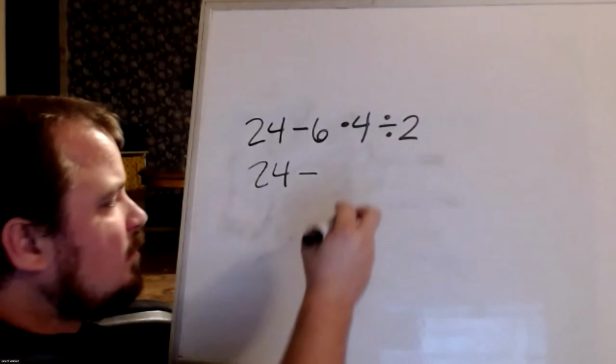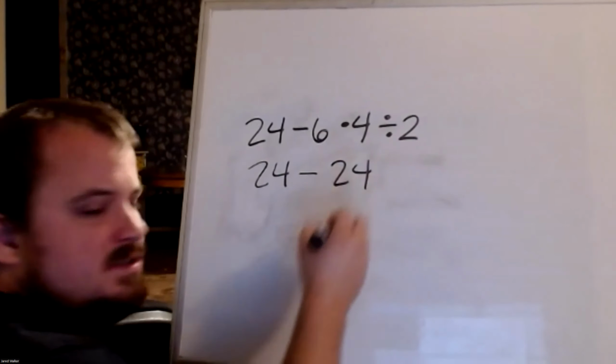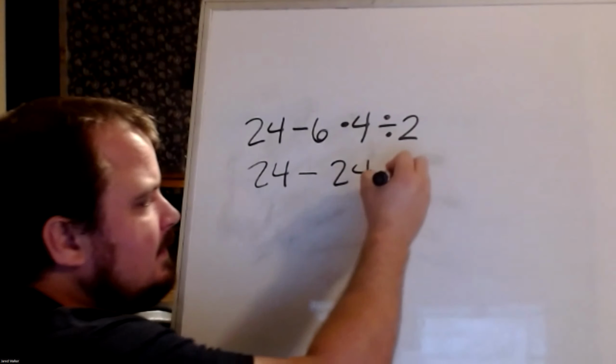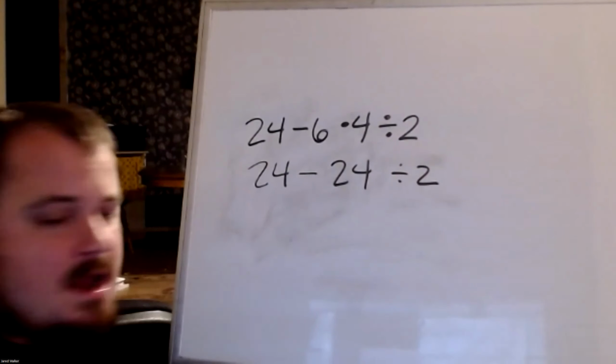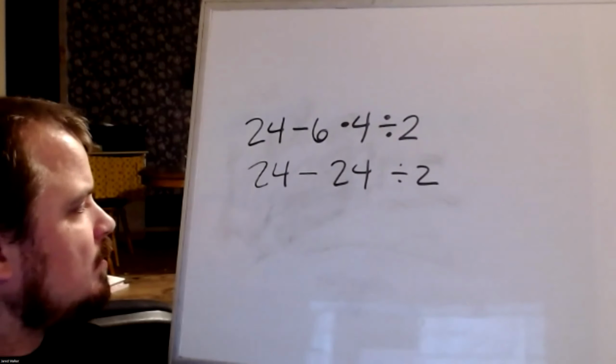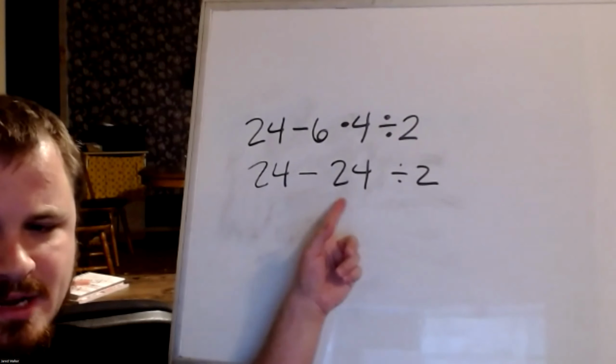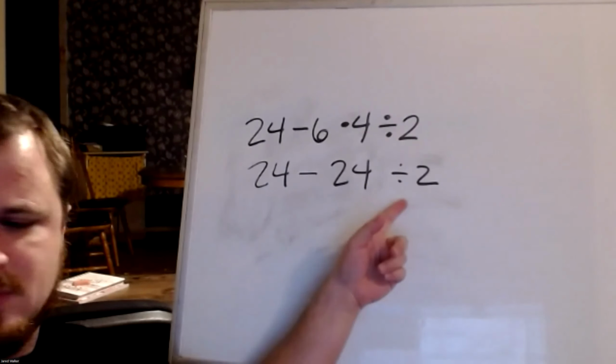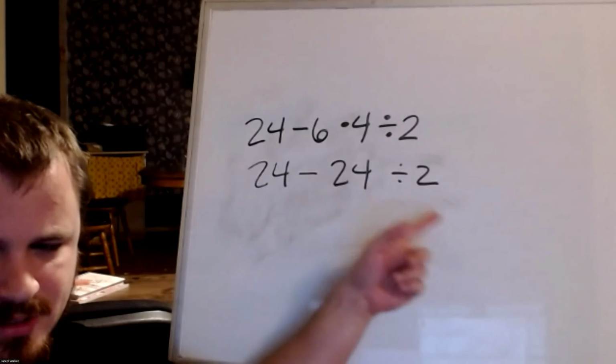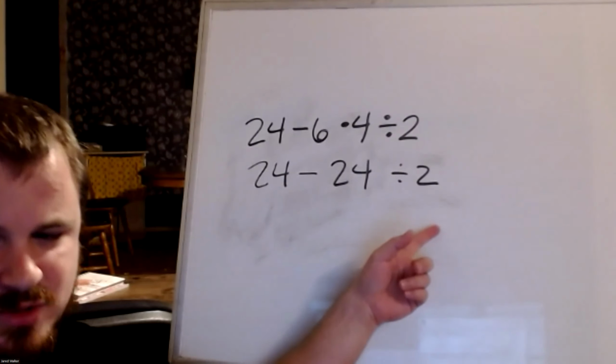So 6 times 4 is going to be 24. All right, now what's next on this level? Well, if you did 24 minus 24, you'd get 0 and divide by 2. You would do 0 divided by 2 and get 0. That's why I put 0 as one of the wrong answers on there.